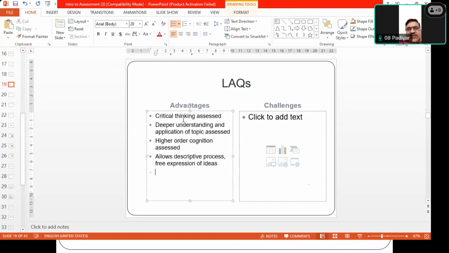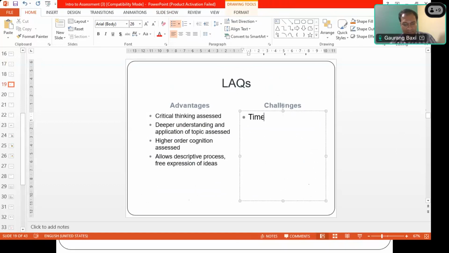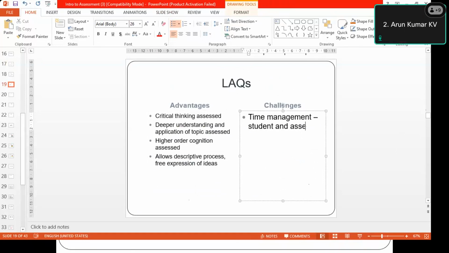Time management issues. Okay. Time management for whom? Student to write, sir, and the assessor to evaluate. Yes, student as well as assessor. It is a time consuming process.